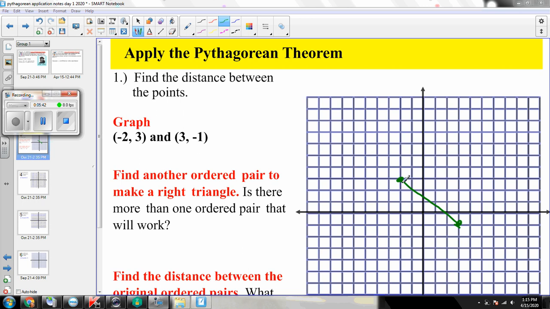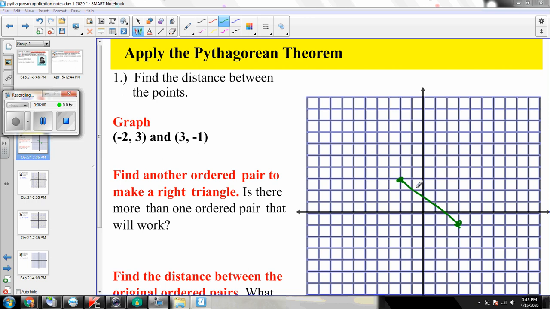Okay, I'm trying to find the distance of this line segment from the point -2, 3 to the point 3, -1. So now I need to find a point or an ordered pair to make a right triangle so I can use the Pythagorean theorem. So there are a couple of points that are going to work.